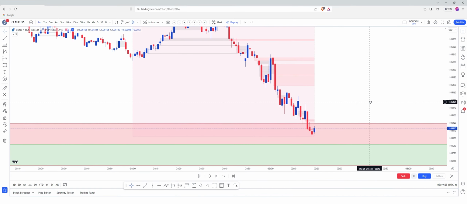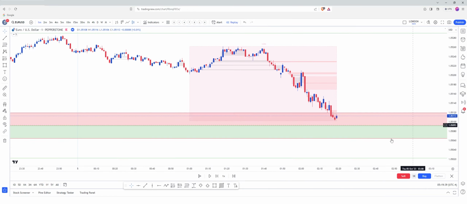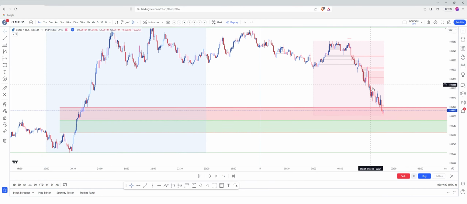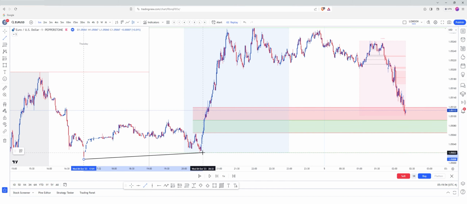So for a continuation model short, what we want to see is our draw on liquidity is the Asia low. You can see even on the 1 minute now, we are displacing lower quite aggressively. So my eyes are on the Asia low. I'm looking for a sweep of this Asia low liquidity. We've actually got kind of relative equal lows. We had the new day opening gap down to here. These are kind of relative equal lows, so we have this liquidity here. So I'm thinking that the draw is down here.